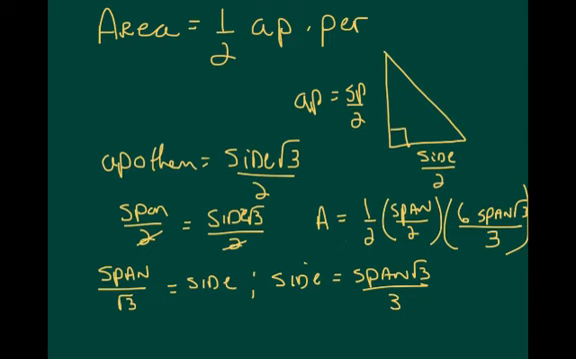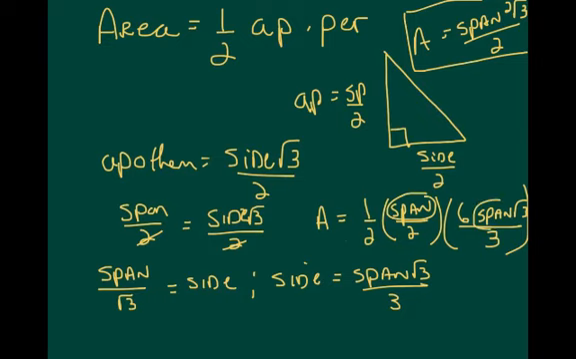We get an area formula. I'll put it up here in the corner. Area equals span squared root 3 over 2. Why is that? Well, I have span being multiplied by a span, so that gives me span squared. The root 3 doesn't go anywhere, but this 6 is reduced by 2 times 2 times 3. So 6 divided by 12 is why I get a 2 in the denominator.